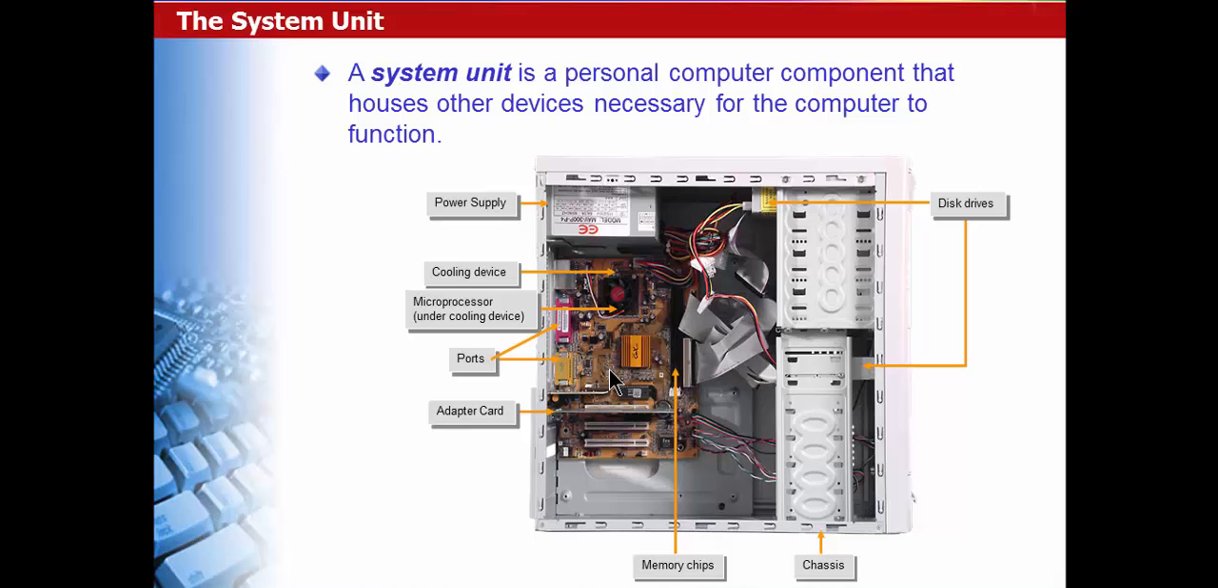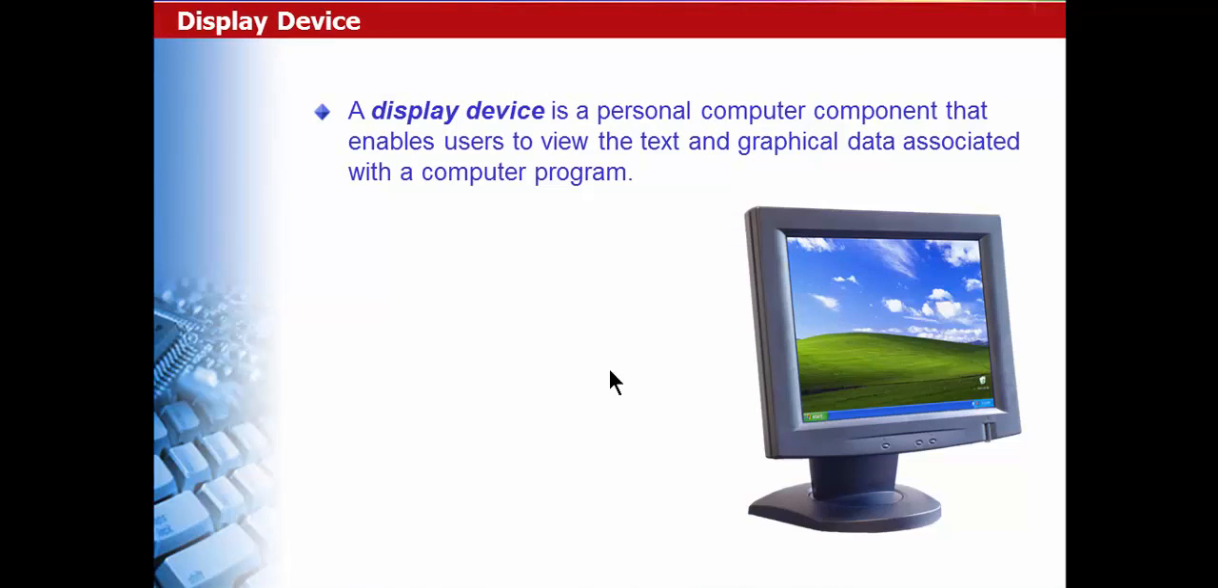Okay, so processors are mainly classified into two types. The first one is the 32-bit processor, and then we have the 64-bit processor. The 64-bit processor is the most recent version of that processor. Okay, so next we will move on to a display device.